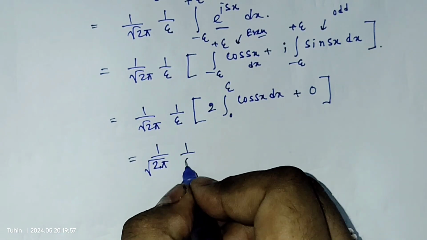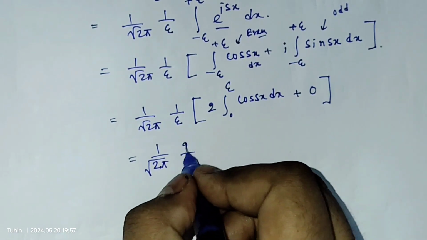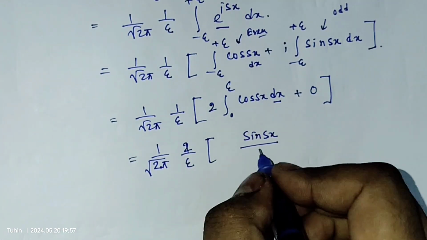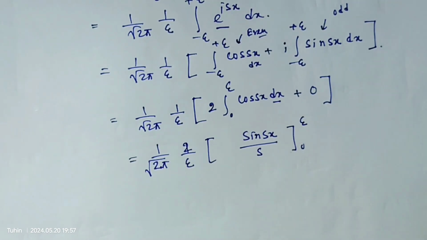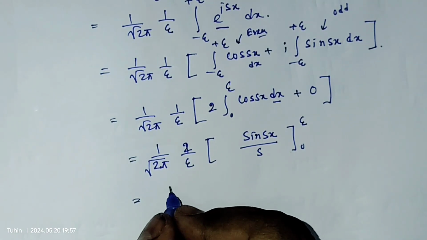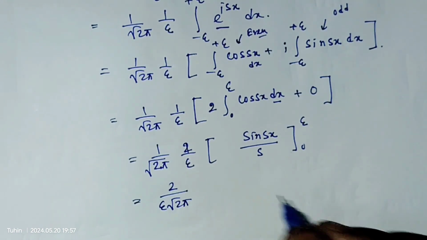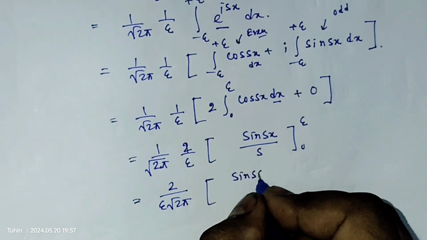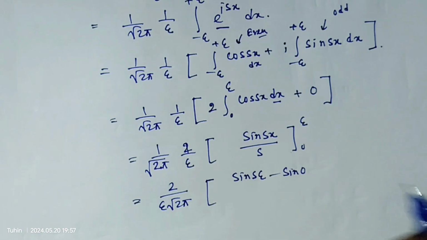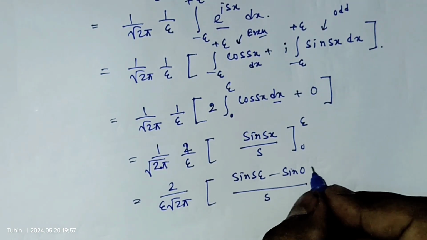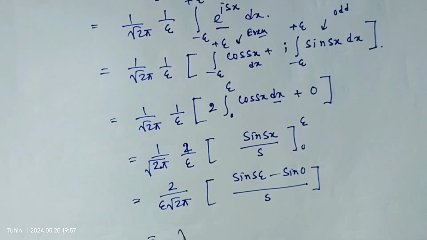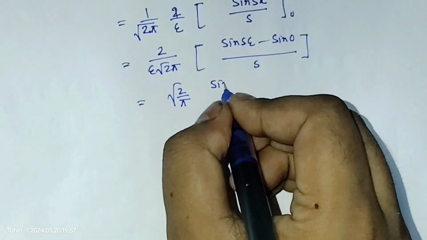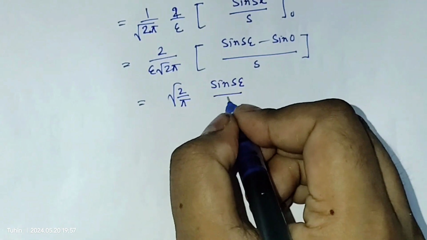So 1 by root 2 pi, 1 by epsilon, and 2 by epsilon, sorry, and sin sx by s, since the constant term is s, from 0 to epsilon. Now put in the limits, it is very easy. So 2 by epsilon root 2 pi, and you will get sin s epsilon minus sin 0, and you know sin 0 is equal to 0, divided by s. So from here you will get root 2 by pi, sin s epsilon by s epsilon.